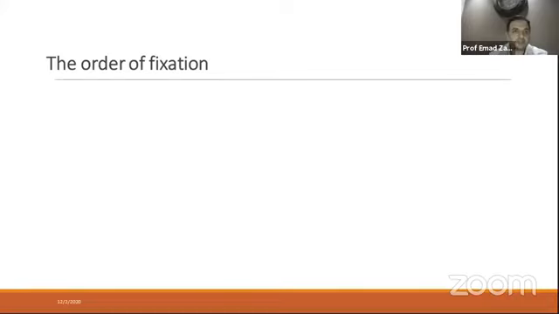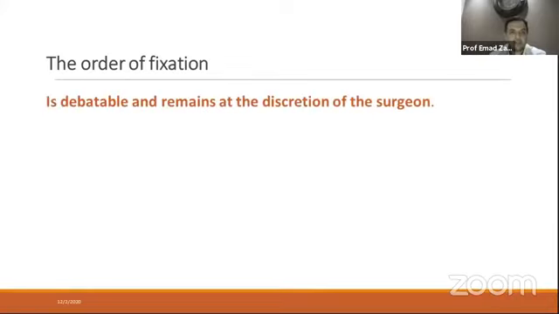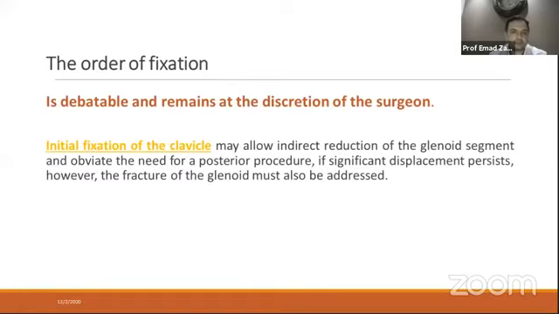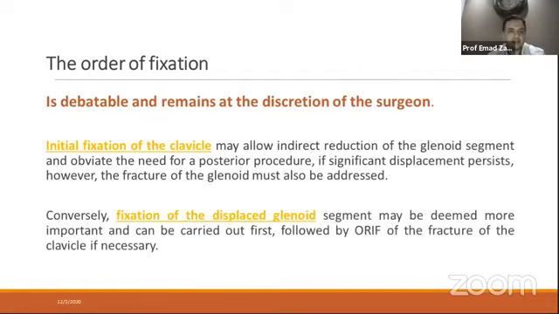To decide on the order of fixation is debatable and remains at the discretion of the surgeon. Some surgeons prefer to just fix the clavicle, allow indirect reduction of the glenoid component, and may obviate the need for a posterior procedure to fix the scapula. If significant displacement persists, they go for fixation of the scapula or the glenoid. Other surgeons prefer to start with fixation of the glenoid, then fix the clavicle.